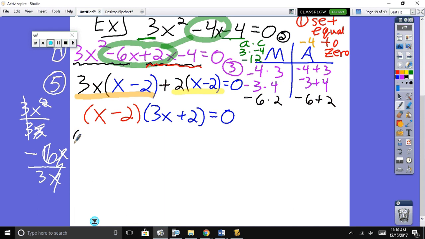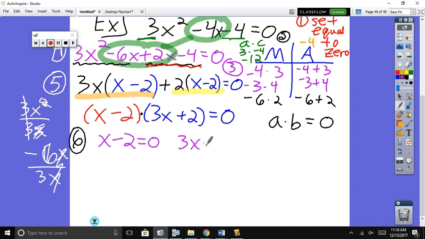Now our last step is just solving. Now we have two things here being multiplied together. Let's call the first one A and the second one B, just to make it look a little simpler. If we have two things, A and B, multiplied together to get 0, what do you know about A or B? Well, we know that one of them has to be 0. So that means x minus 2 has to be 0, or 3x plus 2 has to be 0.